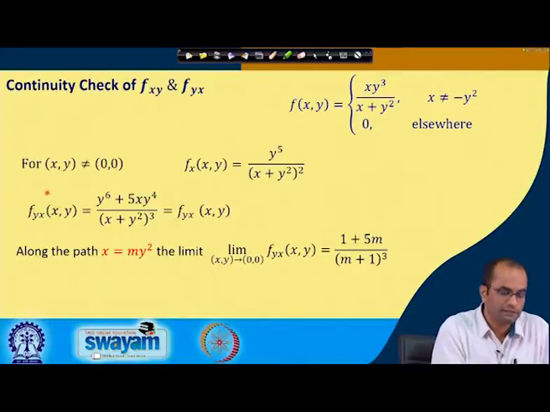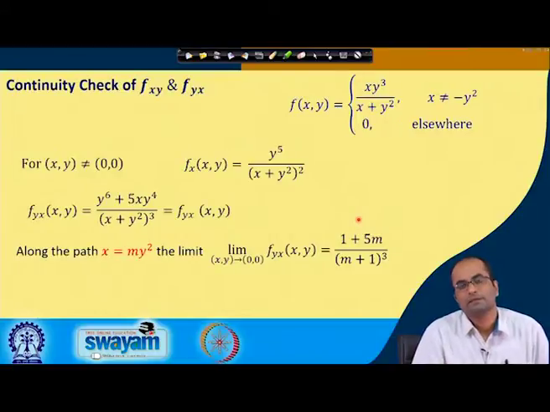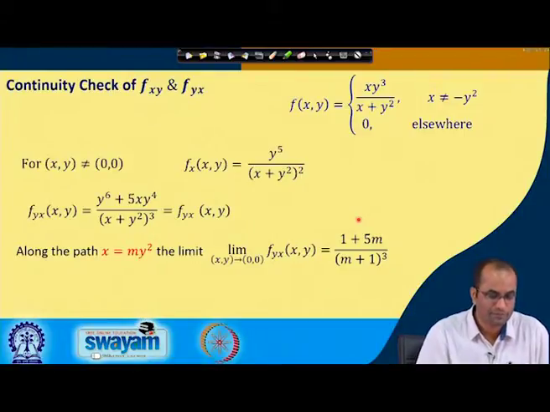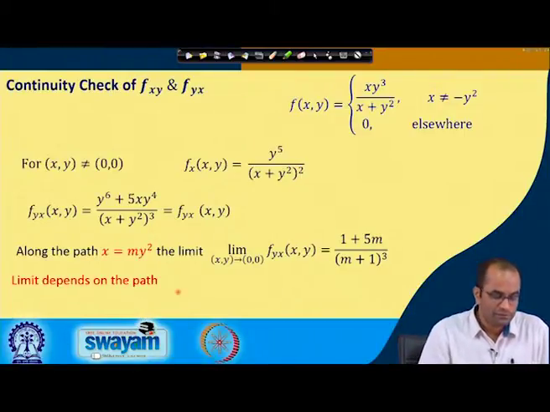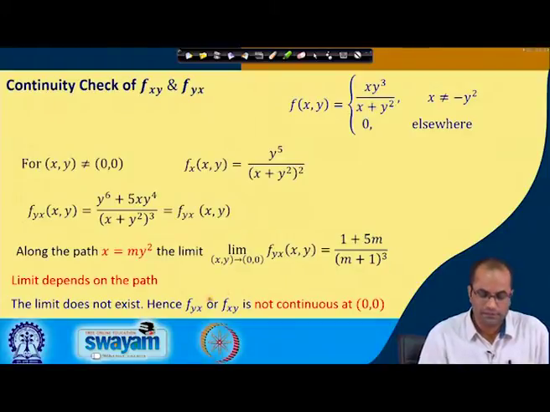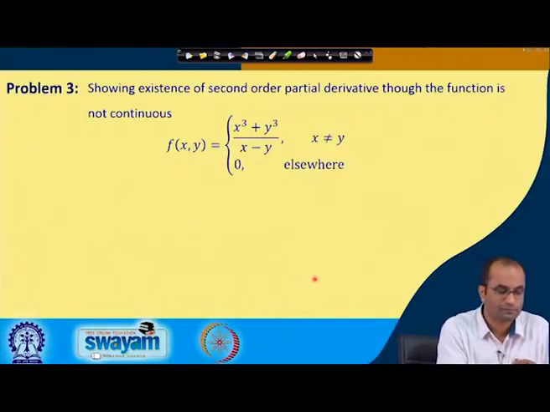So, naturally these functions are not continuous, which is clear again from here. We have taken this f_yx, and then along this path we have seen that the limit depends on the path, and hence the limit does not exist and the function is not continuous. So, the limit depends on the path, and hence these two are not continuous at 0.